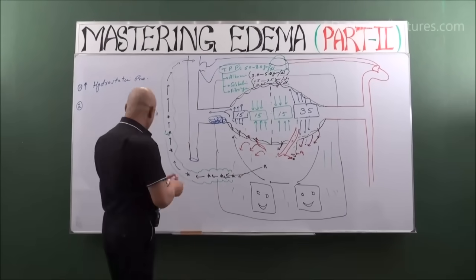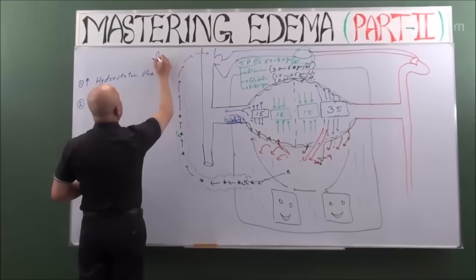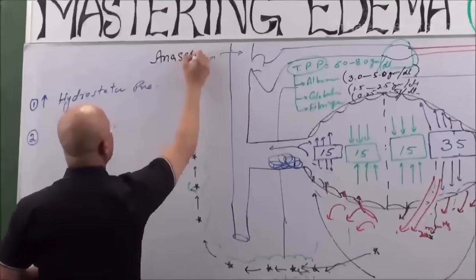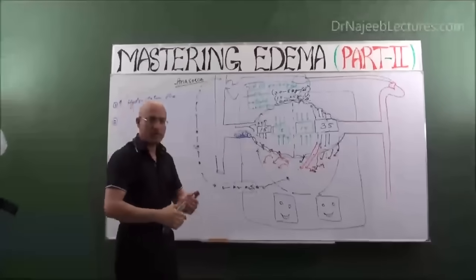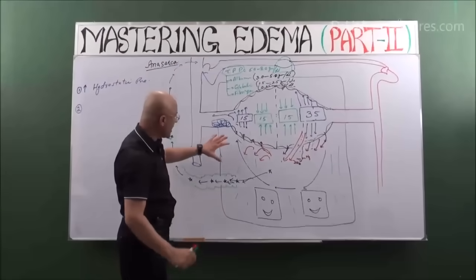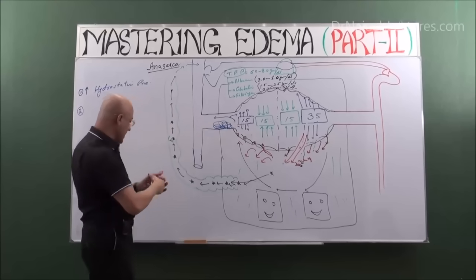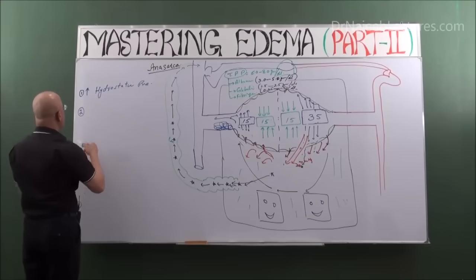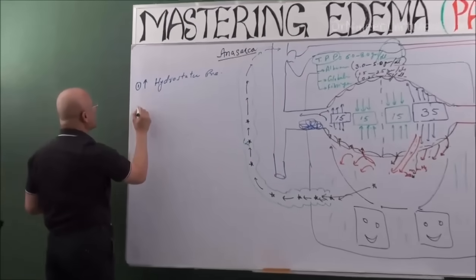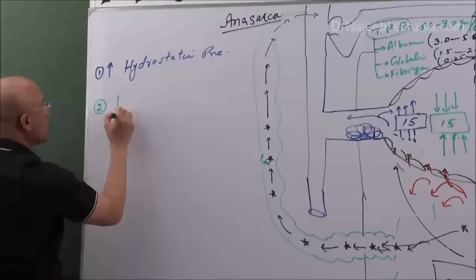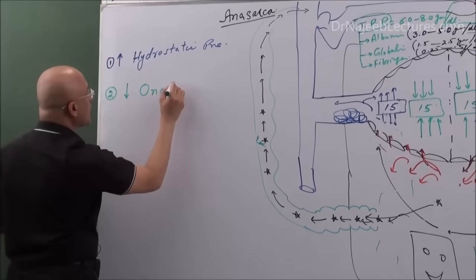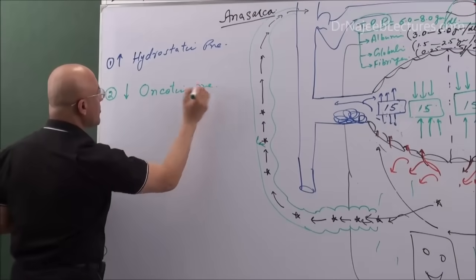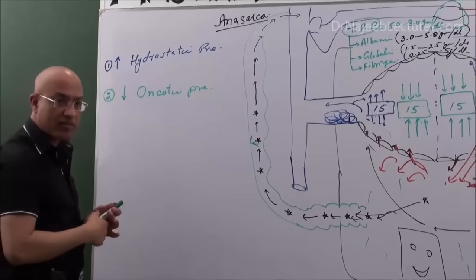Anasarca. It is generalized edema all over the body, especially in subcutaneous tissue. Anyway, come back. So now we have learned another mechanism. What is that? The second mechanism of production of edema is reduced colloid osmotic pressure, or reduced oncotic pressure. This is the second mechanism.